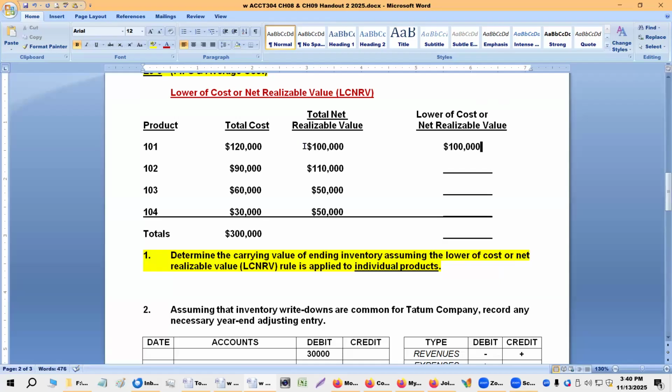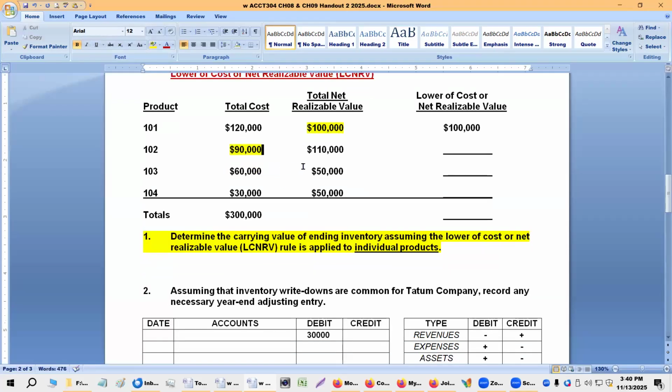It's literally the lower of the two. You're just going to go down here and say, okay, that one's lower. Now, one of the important things to note though is you don't write inventory up to a higher level. Look at this.